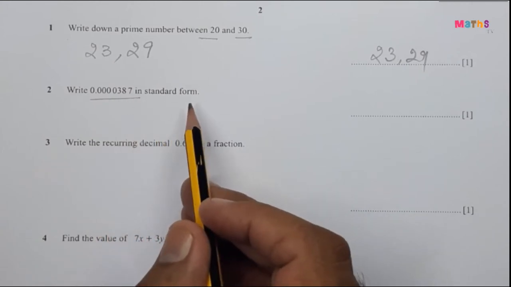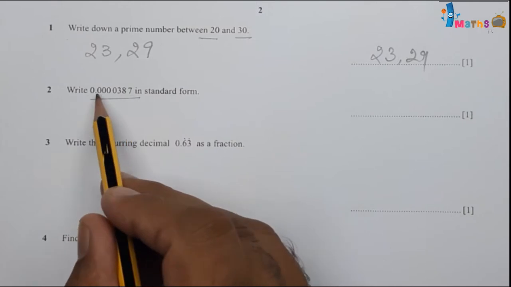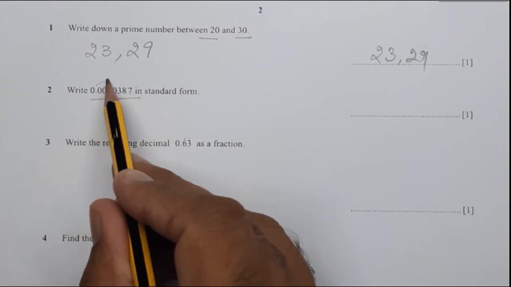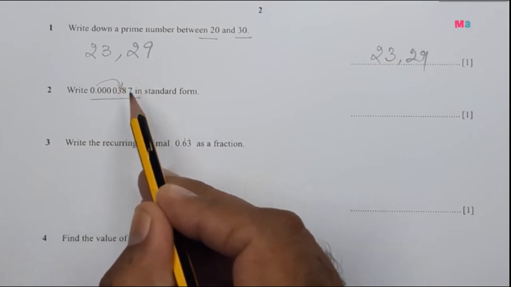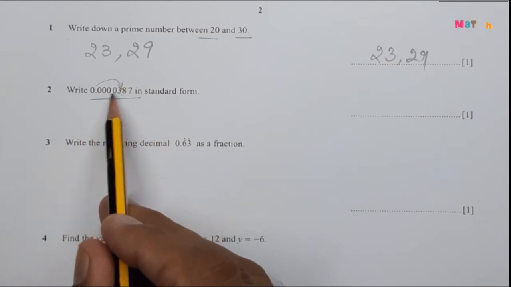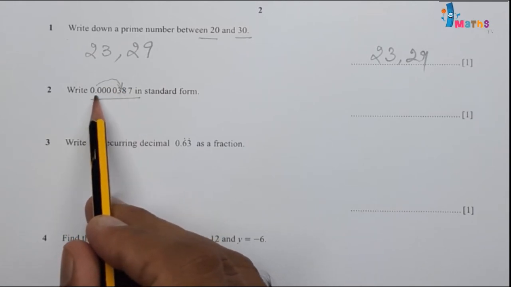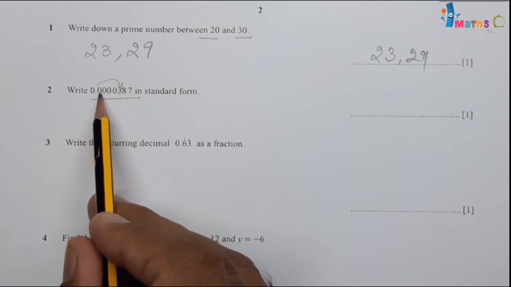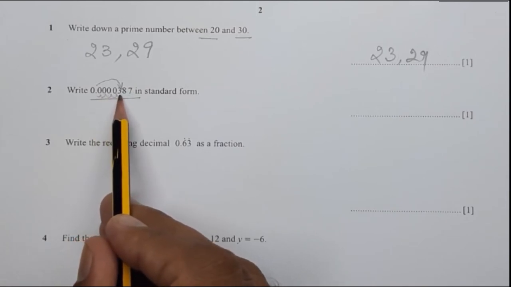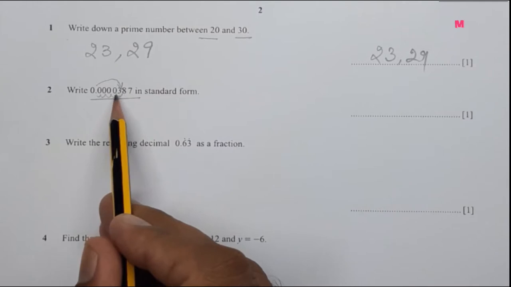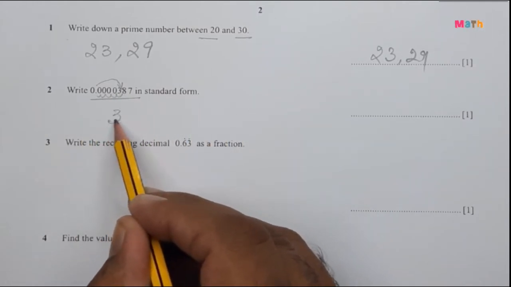Question number 2, write 0.000387 in standard form. So standard form, you know, is that we have to move the decimal after the first non-zero number. So in between 3 and 8 we have to shift this decimal. So we'll check how many jumps. It will be 1, 2, 3, 4 and 5 jumps.